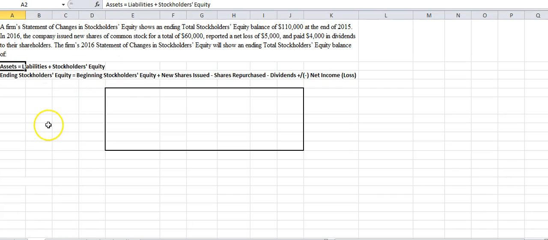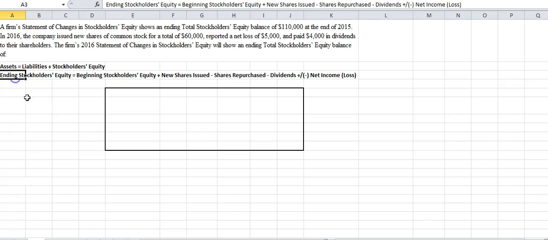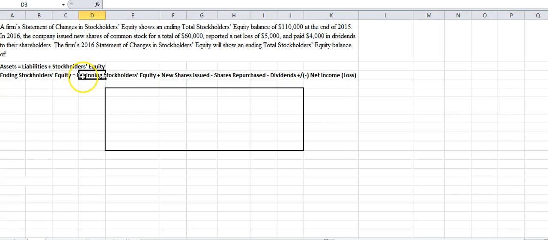I already mentioned one in the first problem, that assets equals liabilities plus stockholders' equity, right? So stockholders' equity is the portion of your company that you actually own, right? That part, that's mine, that I paid for. Okay, how does equity change? Well, equity changes various ways, right? You start with beginning equity. Then to that if you bring in more money, then that's going to increase equity, right, with new shares.